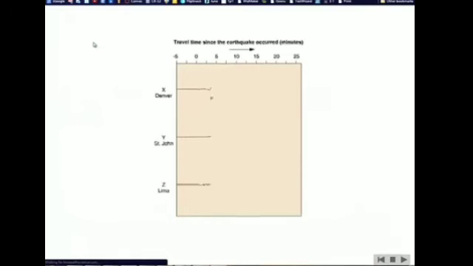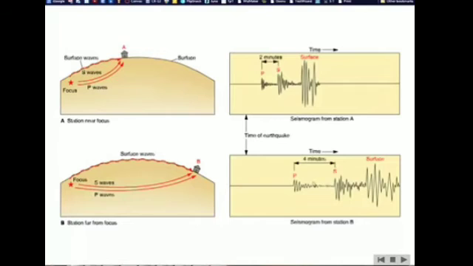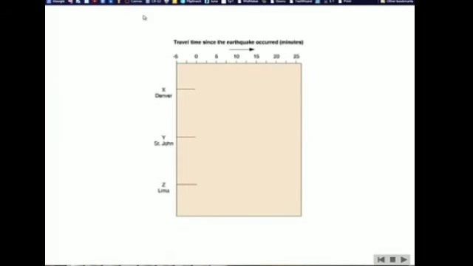Let me show that to you again one last time. By measuring the time difference, short distance away. Long time difference, long distance away. So that's how scientists will measure earthquakes.